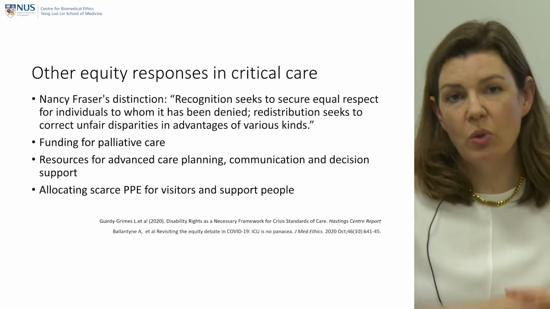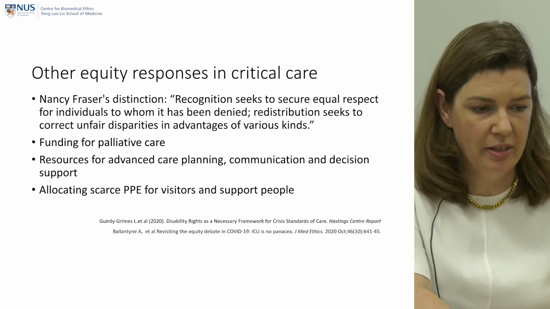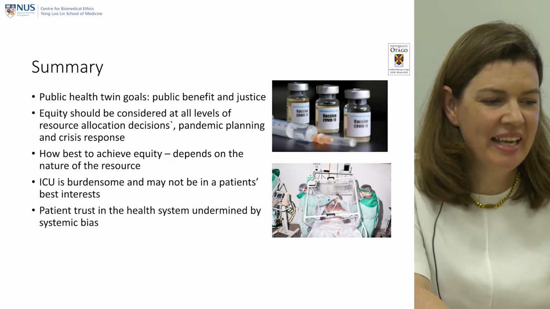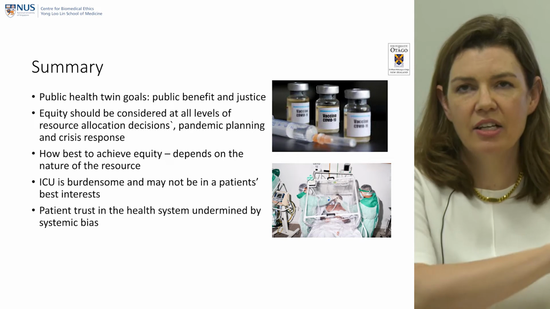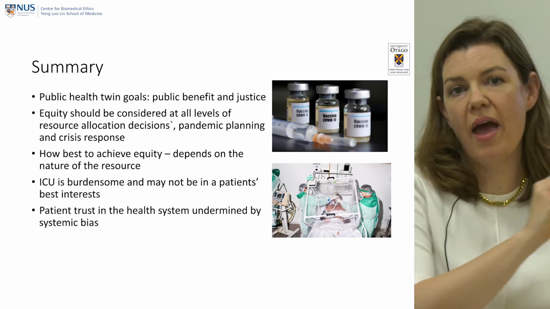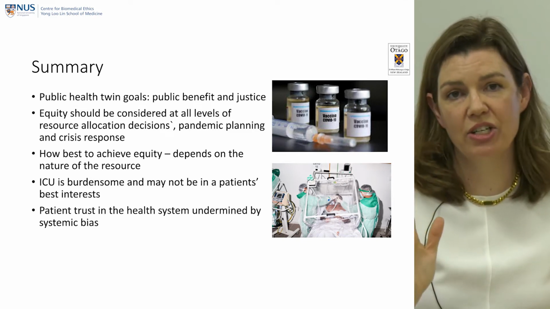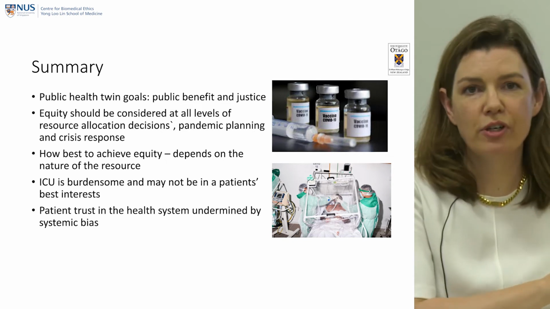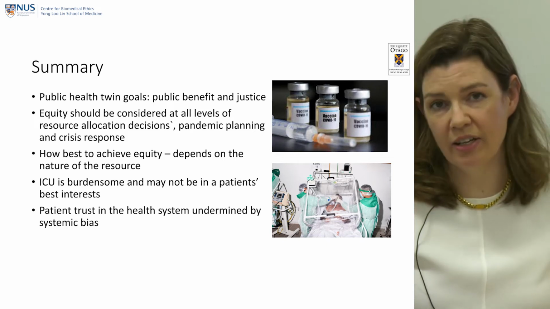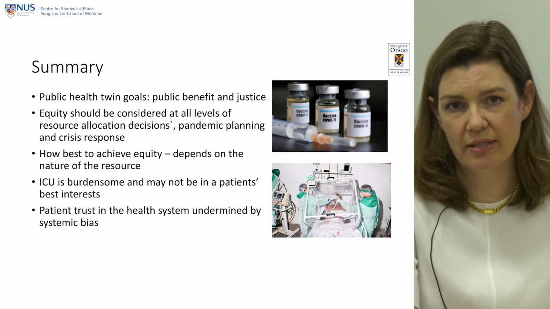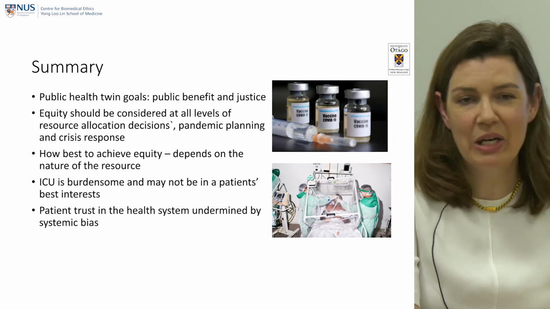So investing in all these resources that go around hospital care or around ICU is a way of addressing equity in this space as well. So in summary, public health has two goals, public benefit and justice. And I think justice needs to be considered throughout our discussions around pandemic planning and at all points in our resource allocation. I don't think it's reasonable to say we just need to focus on justice and equity in relation to the social determinants of health. We can think about equity even in relation to allocating critical care resources like ICU. How best to achieve equity is tricky, and that depends on the nature of the resource.